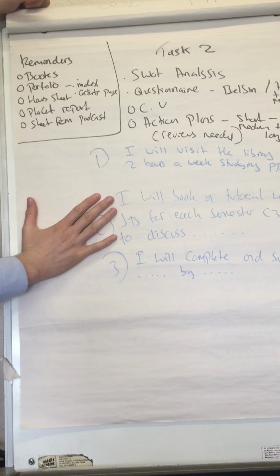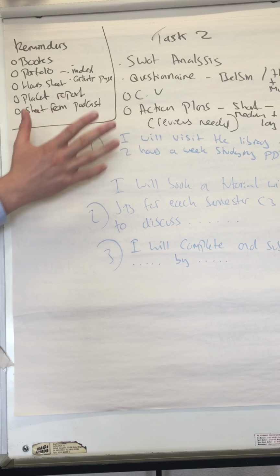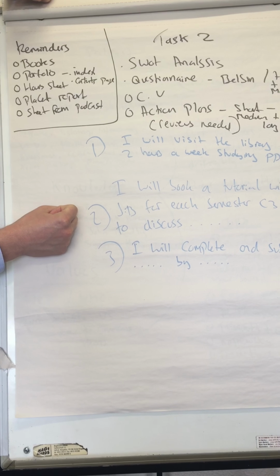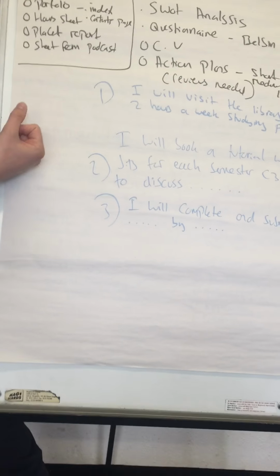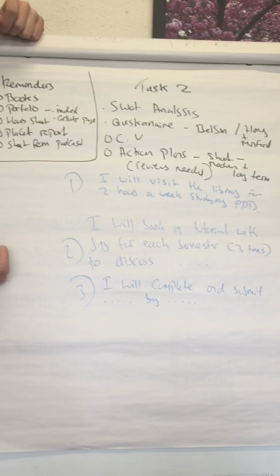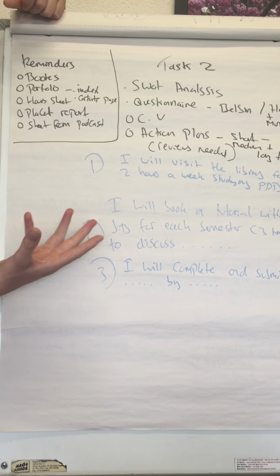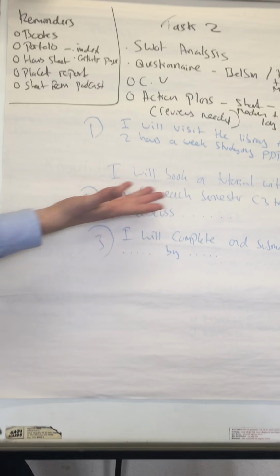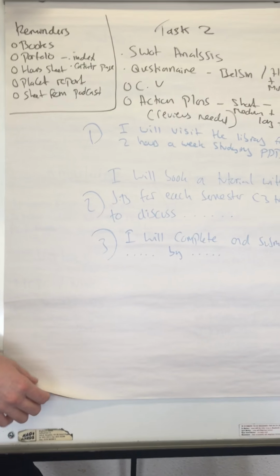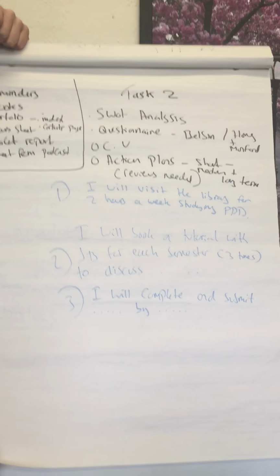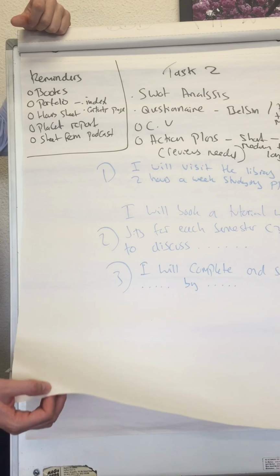What you need to do when doing your action plans, we just need to make sure they're SMART. Okay, so your goals could be that I'll visit the library for 2 hours a week studying personal and professional development, or I'll book a tutor with JB for each semester 3 times throughout the year. So please make sure they're SMART and quite realistic when doing that.